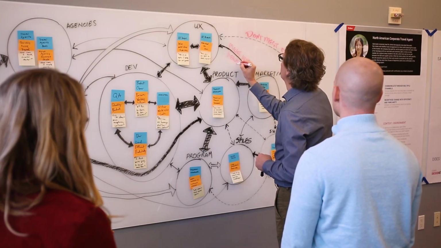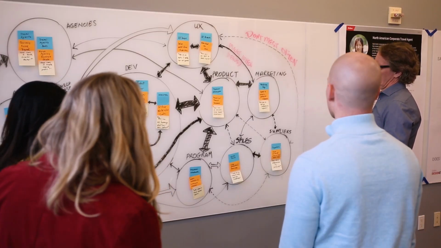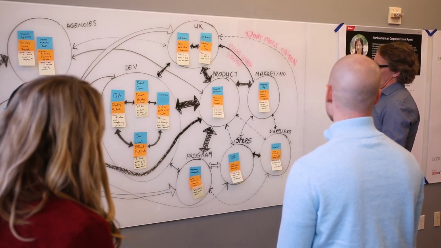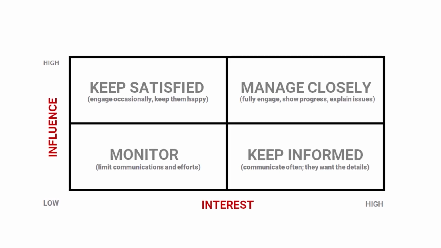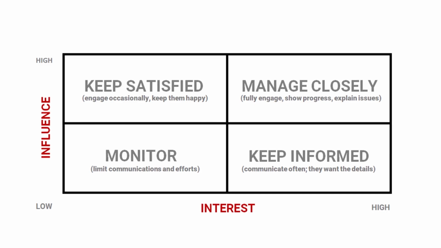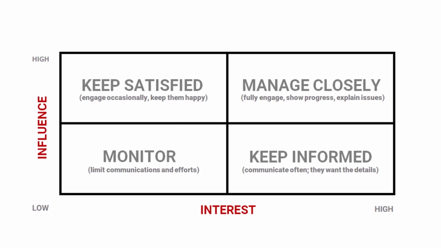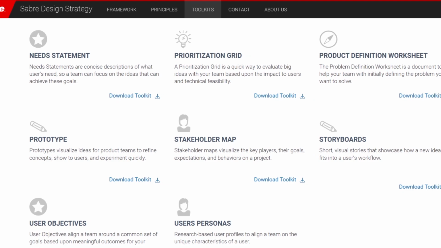Annotating each of these arrows will give you further insights as to why the current level of communication exists between stakeholders. If time allows, you can develop a communication plan. This is done by making use of the communication grid. Information on this can be found by visiting our website or reaching out to a member of the design strategy team.